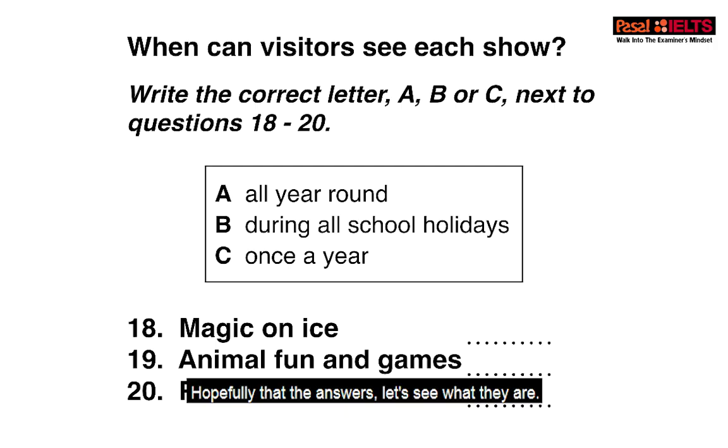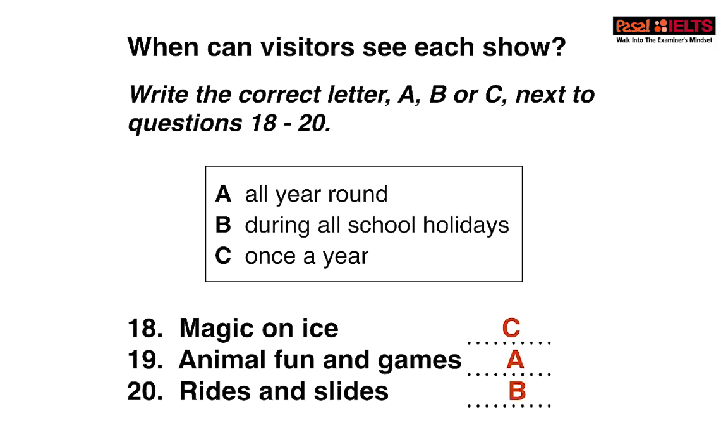Hopefully you got the answers. Let's see what they are. Magic on Ice was C, once a year, because it said 2 weeks during the Christmas holiday only. Then 19, Animal Fun and Games was A, all year round, because it said it's open on weekends, Saturdays and Sundays during both term time and school holidays. And Rides and Slides was B, during all school holidays only, but not during term time. It said open when children are off school, but closed during the school term.